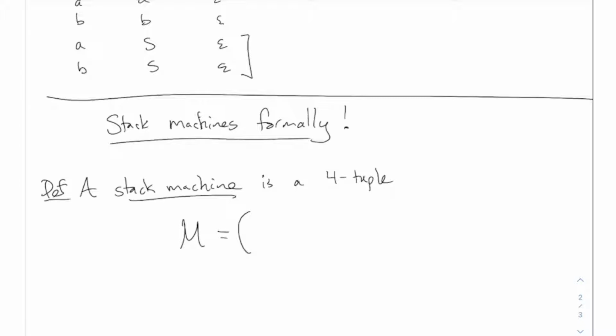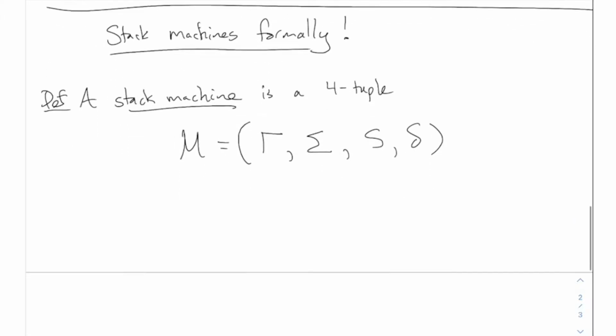What are the important ingredients? Well, there are 2 important alphabets, which we're going to write as gamma and sigma. That first thing there is a capital gamma. This is the Greek letter gamma. And then sigma, which is our usual letter for alphabets. And then S, which is the starting symbol. And then the delta, which is going to represent all those rules. But I'll say where gamma is, this is a finite set. And this is the stack alphabet.